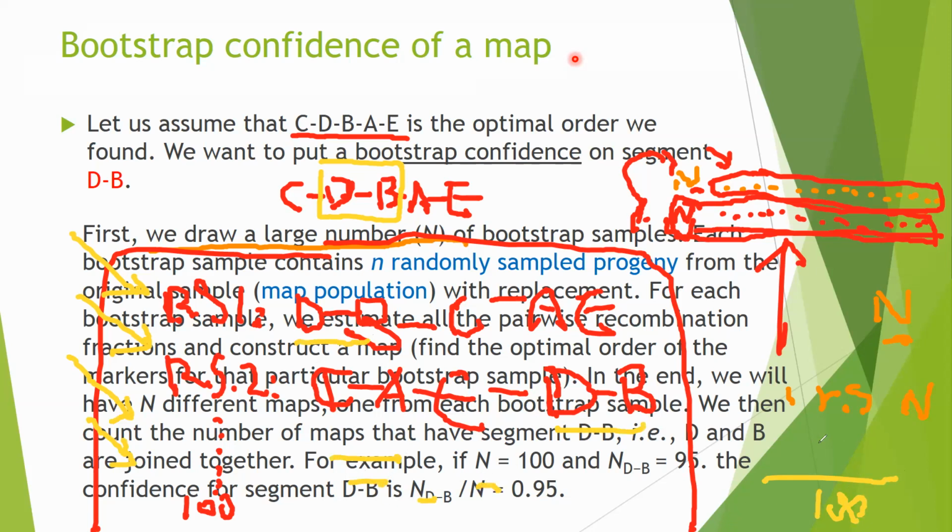So suppose that 97 times out of these 100, these two genes B and D are placed together. Then this will give you high confidence that your original map, which shows B and D together, is correct. Does that make sense? Yeah, that makes sense. Okay, very good.